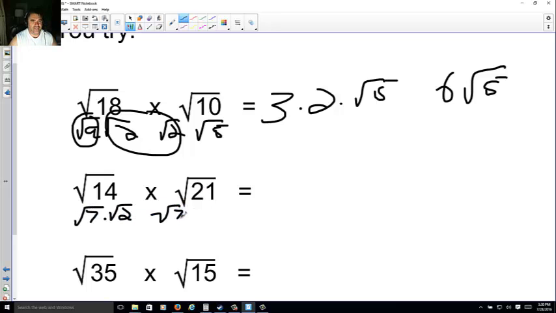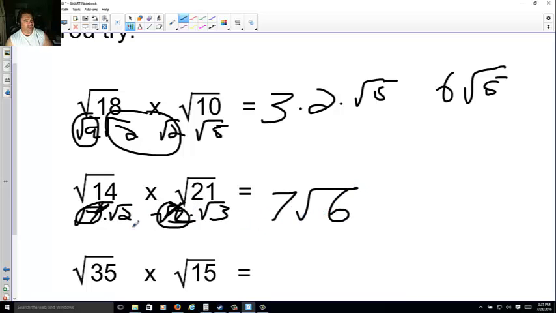21 is 7 and 3. Square root of 7 becomes a whole 7. Since I cannot combine 2 and 3 to make a whole, I'm just going to take 2 times 3, square root of 6. Now, if you had square root of 2 times square root of 3, you're not wrong, but this is much more cleaned up. We're going to practice this tomorrow, so please just hang in there.